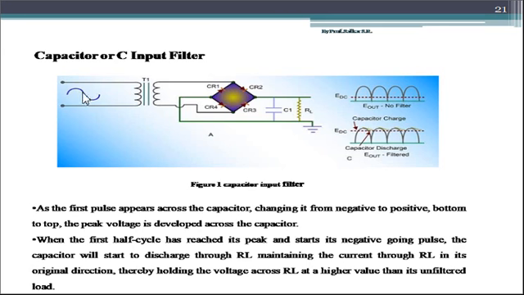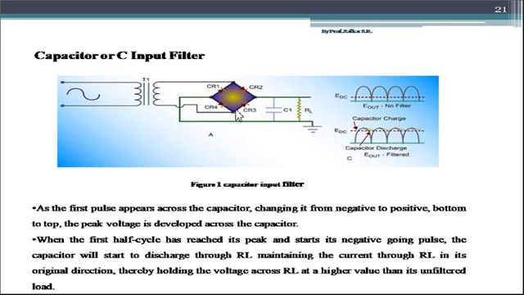In this diagram, which is the circuit diagram of a power supply, the AC signal goes to the transformer, denoted by T1. After coming out of the secondary of the transformer, it is given to the rectifier. These 4 diodes represent the bridge rectifier. After the rectifier, as already stated, the rectifier output is given to the filter. The first type of filter we are going to learn is the capacitor input filter.